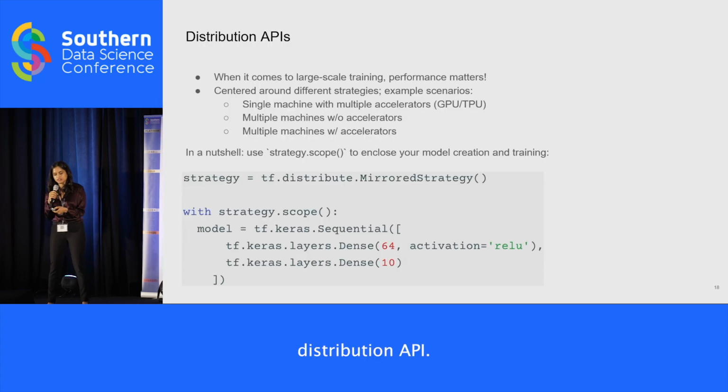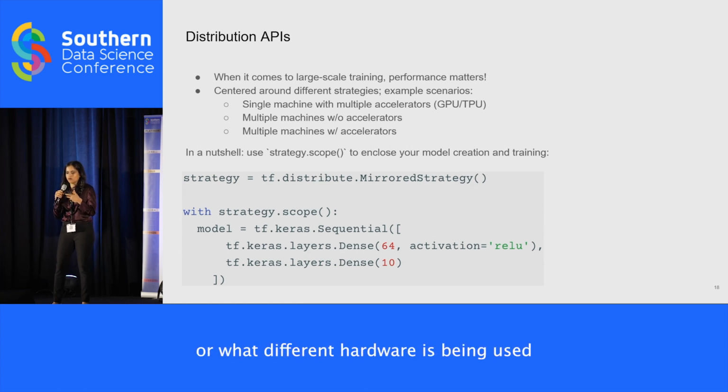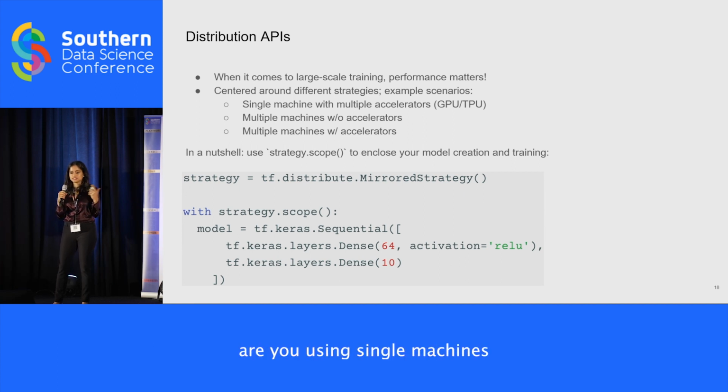Distribution APIs. When it comes to large-scale training, performance matters. Distribution APIs intend to cover a number of use cases along a few axes. It depends on whether your training is done synchronously or asynchronously, or what different hardware is being used. For example, are you using single machines with multiple accelerators, multiple machines without accelerators, or multiple machines with accelerators? Keras offers different strategies for every specific use case. So in a nutshell, what you have to do is figure out what strategy works best for your use case, define your model as usual, and then just enclose it in strategy.scope, and you're good to go.